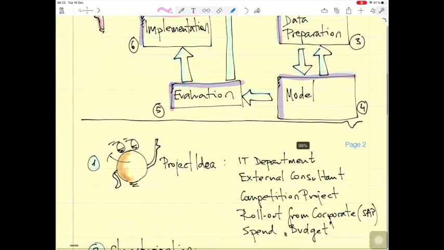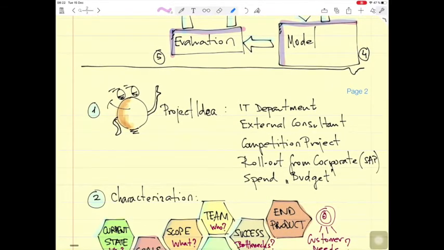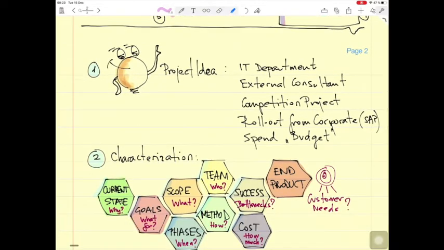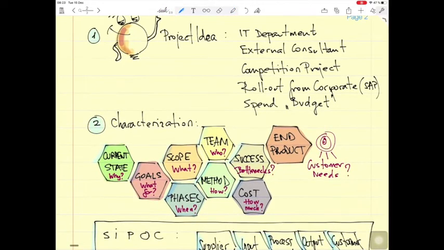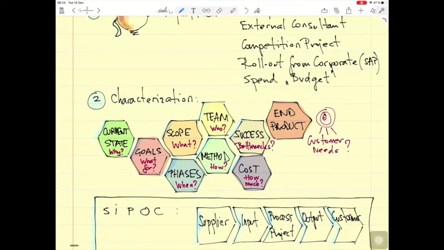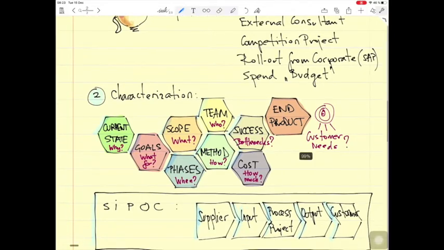So we start with our project idea. That can come from the IT department, from an external consultant, from a competitor, from a rollout, from corporate, from central departments, or to spend a certain set of budget. Whoever has the idea is then the sponsor, and whoever's paying is going to be after the goal achievement. Keep in mind that not all projects are desired by those that need to implement them. Some projects are just compulsory.